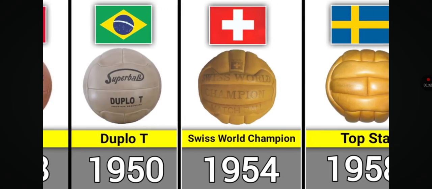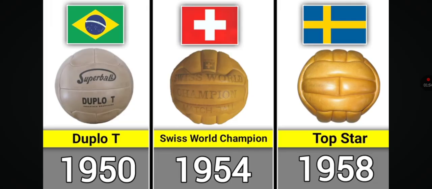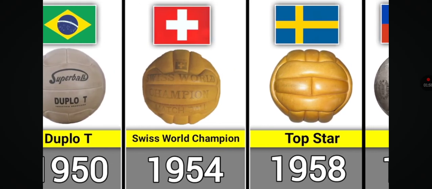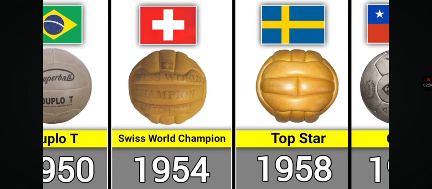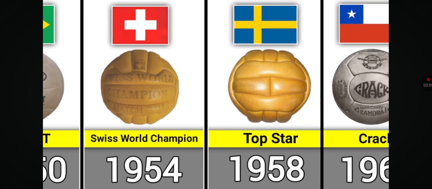1958, Top Star. The Top Star was used in Sweden 1958 and offered improved control and stability. As football became faster and more technical, equipment needed to adapt. This ball supported a new generation of rising legends who were changing how the game was played.